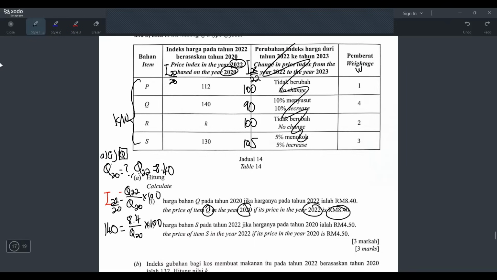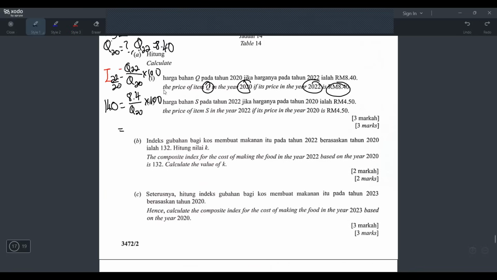All right, now you can find the price. First move the 100 over and it becomes divide, so it becomes 1.4. And this one is 8.4 over Q2020. This one you can swap places. It means this one goes up, divide becomes multiply, multiply becomes divide. So now you press 8.4 divided by 1.4. So you get 6. So the answer is RM6.